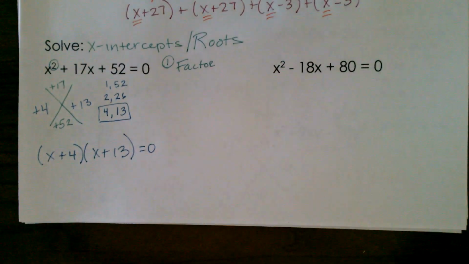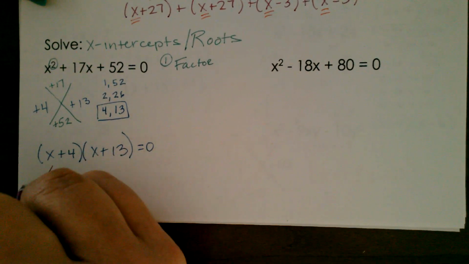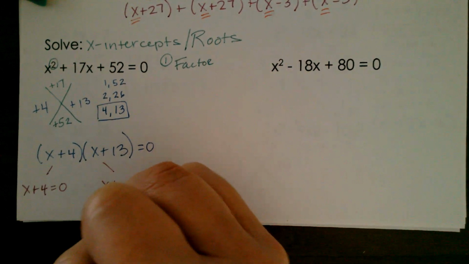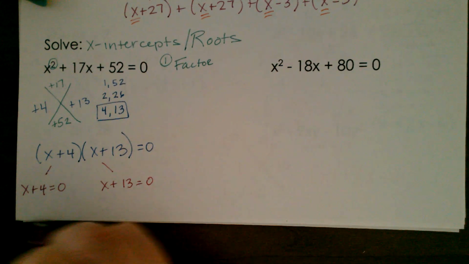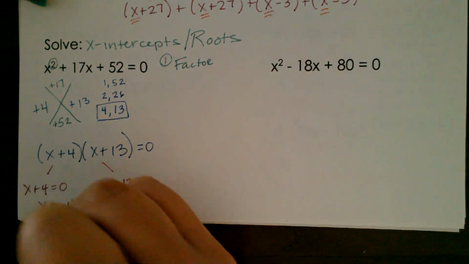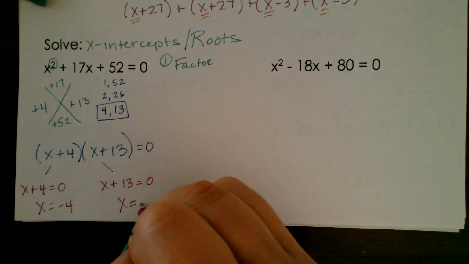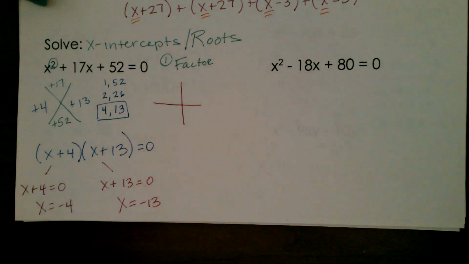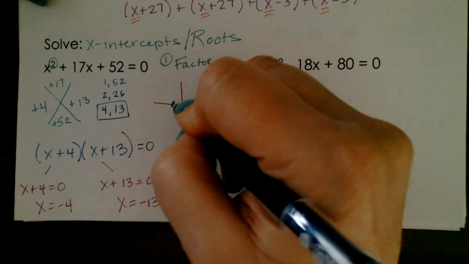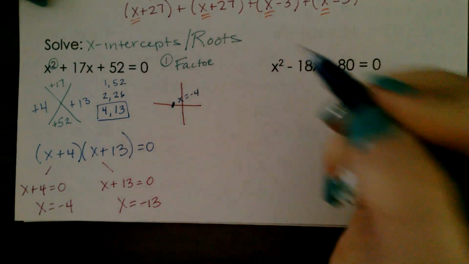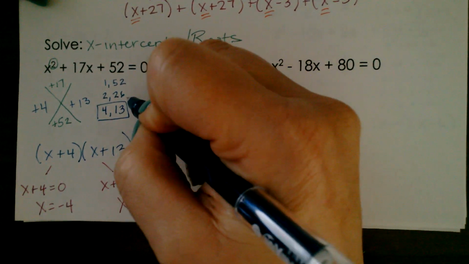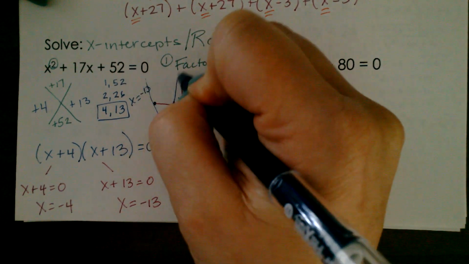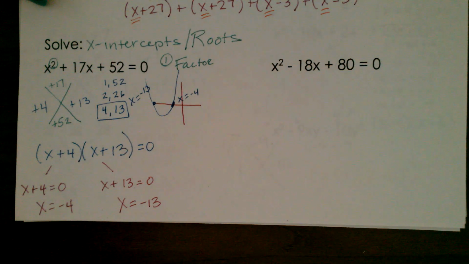Just like in the past, you're going to take each term, set it equal to 0 and solve. Subtract 4 from both sides. Subtract 13 from both sides. If I was to graph this, I would have an x-intercept of x equals -4 and x equals -13, and the parabola would look something like that.